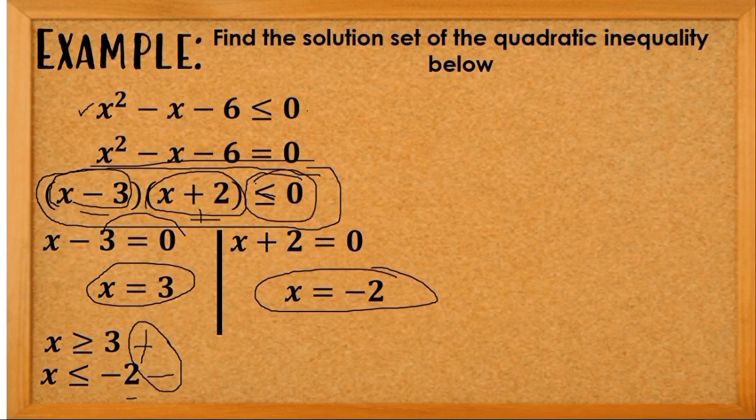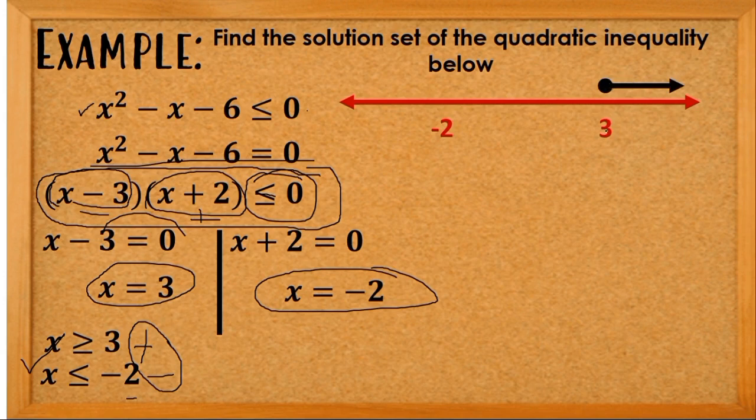Okay, let's plot these two on the number line. Since there are too many numbers to be written, I only showed you the critical points here. You can do this to make it easier. We'll have x is greater than or equal to 3. We'll use the solid dot, meaning 3 is included in the solution, going to the right. And next, x is less than or equal to negative 2, going to the left. Use the solid circle, then draw an arrow that goes to the left.